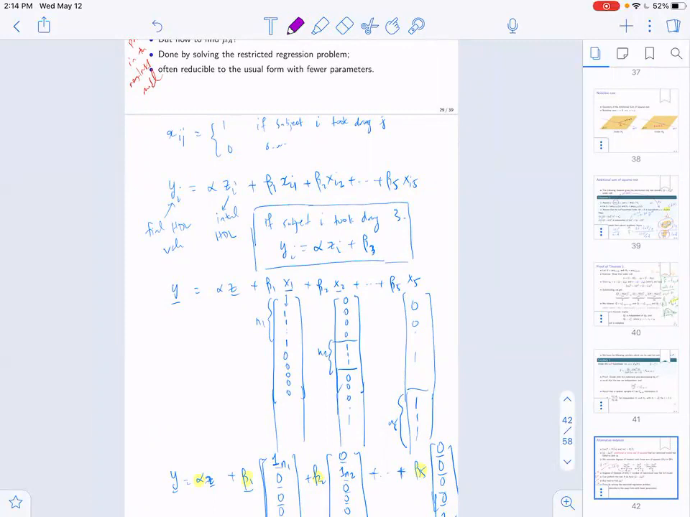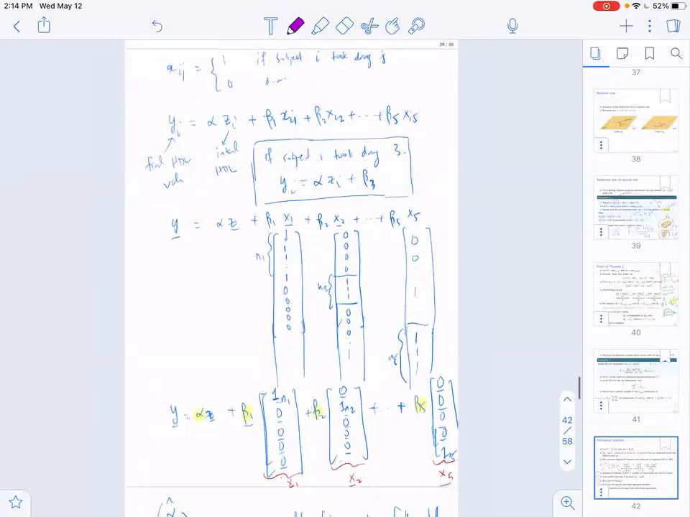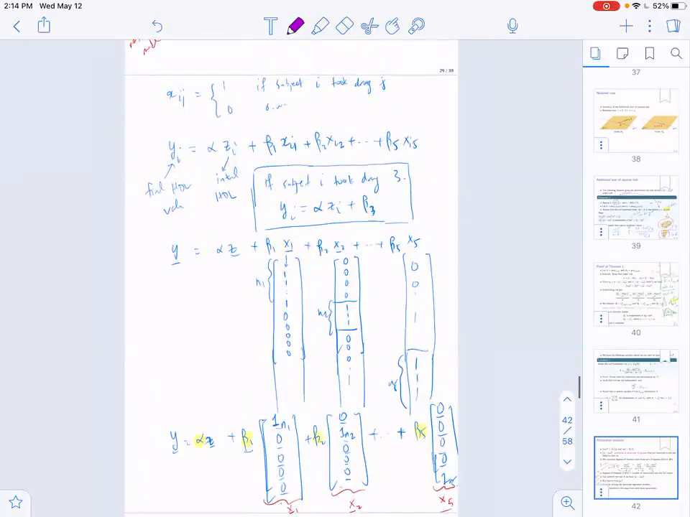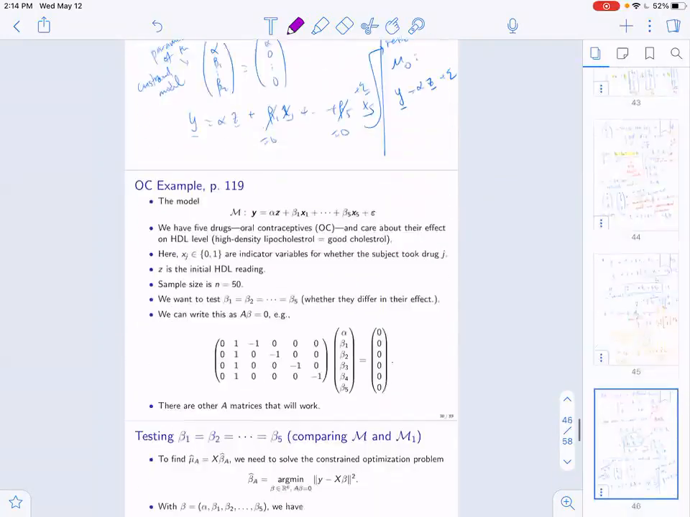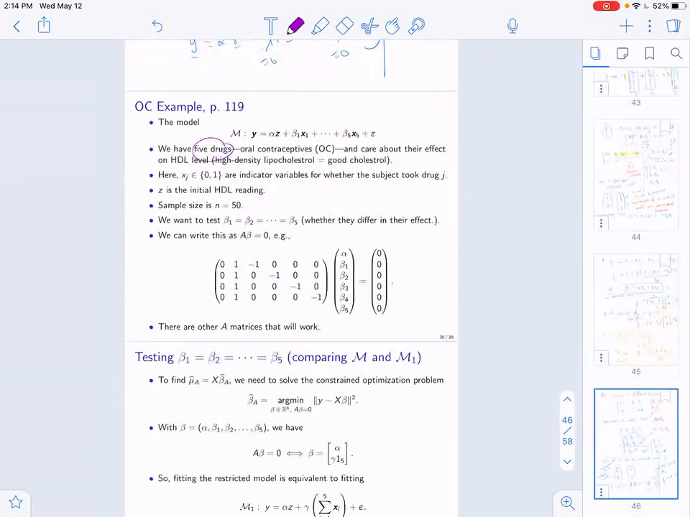Questions? So we did this example last time, an experiment to compare the effects of certain drugs. So we have, let's say, 5 drugs, and we give each group of people one of these drugs, and then measure the initial and the final cholesterol load. So the initial level is Z, the final level is Y, and then we can model the effects of the drugs as a regression where these are indicator variables.